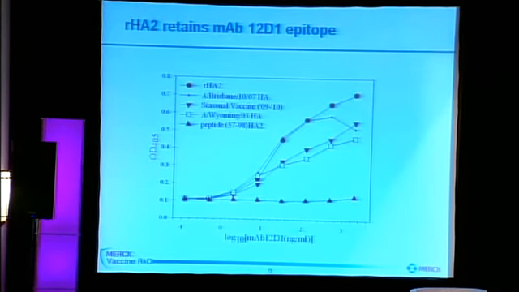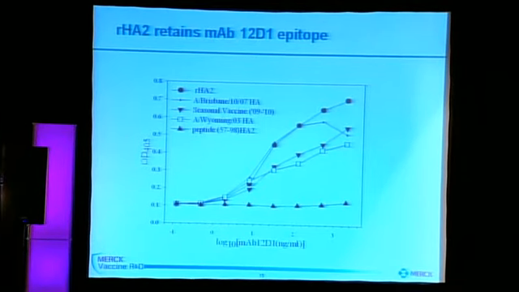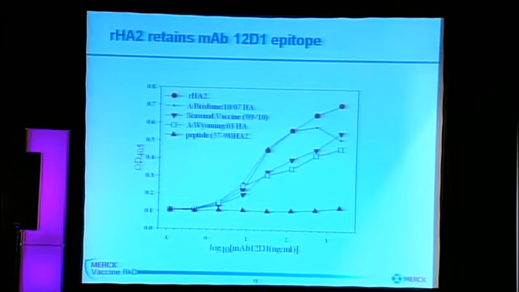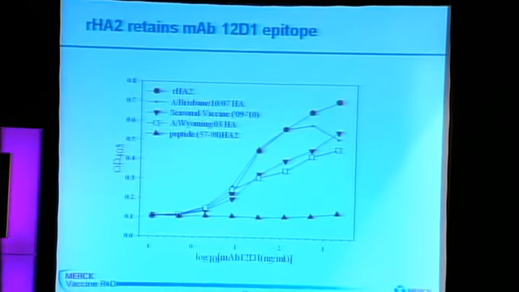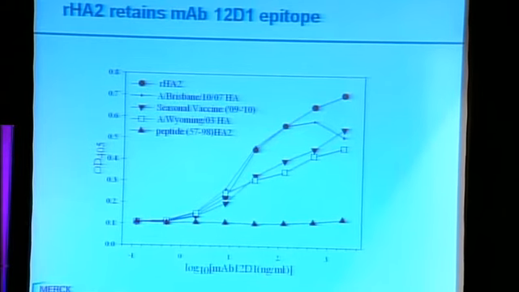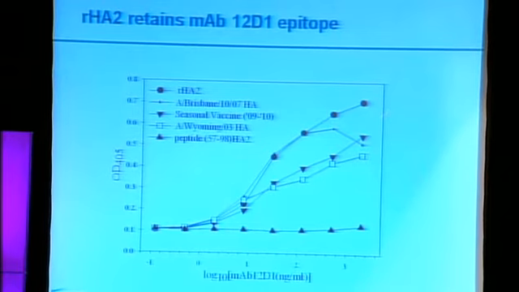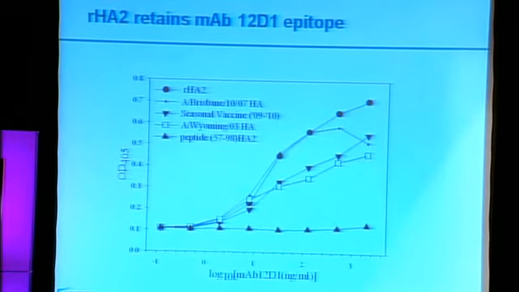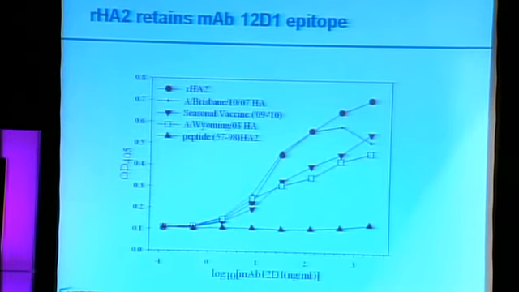So with the help of Peter Palese, we were able to get the monoclonal antibody 12D1, which as I mentioned before, we wanted to use to see whether this monoclonal can bind to the HA molecule that we just produced. Here, this is the antibody concentration, simply OD numbers. With a control peptide, there was no binding. This highlights that the monoclonal antibody is capable of binding to recombinant HA2, just like it also binds to recombinant hemagglutinin.